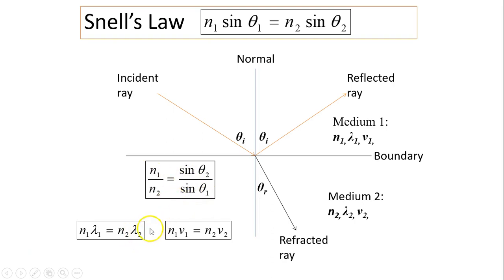They're inversely related. Remember, when we talked about absolute index of refraction, we said n1 and lambda 1 are inversely related. That means when you multiply them together, that gives you a constant. So n1 lambda 1 equals n2 lambda 2. n1 times v1 also equals n2 times v2. The bigger the index, the slower the speed. The bigger the index, the smaller the wavelength. So those are the relationships.